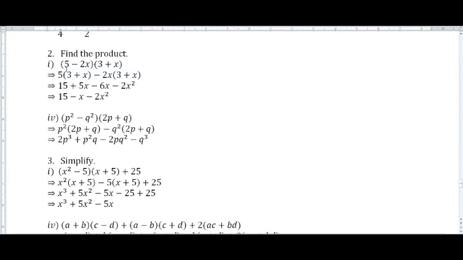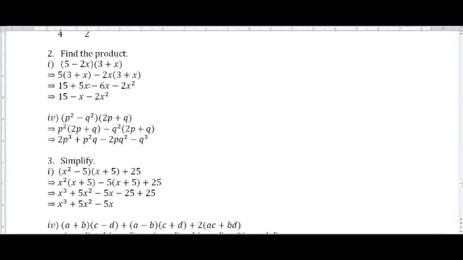So as we have done it here, we will write 5 here, then inside the bracket we will put these terms. 3 plus x here, minus 2x we will put outside the bracket, and 3 plus x here as it is. So we will multiply: 5 3s are 15, plus 5 into x is 5x, minus 2 3s are 6, 6x, minus into plus minus, 2x into x is 2x squared.